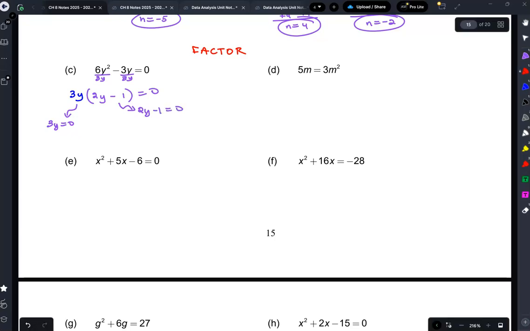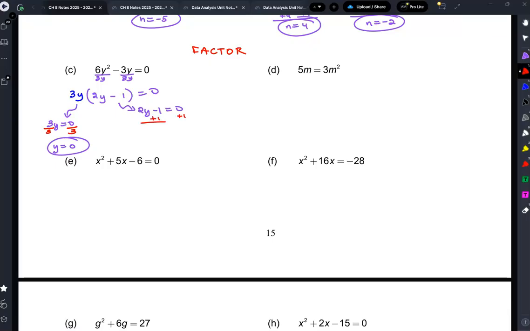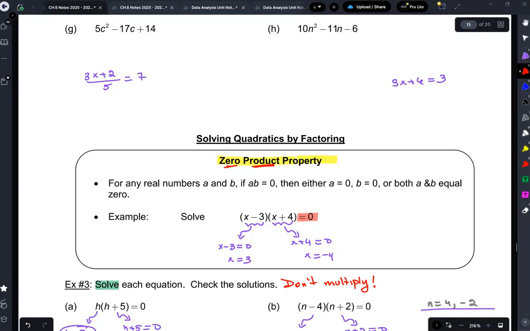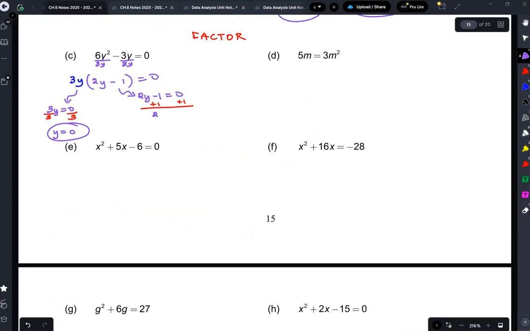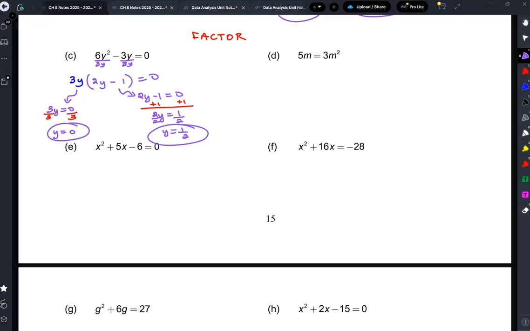Okay, so for the first one, divide by 3, divide by 3. y is, what's 0 divided by 3? 0. Here, add 1. 2y equals 1. Ooh. Divide by 2, divide by 2, y equals a half. Okay?